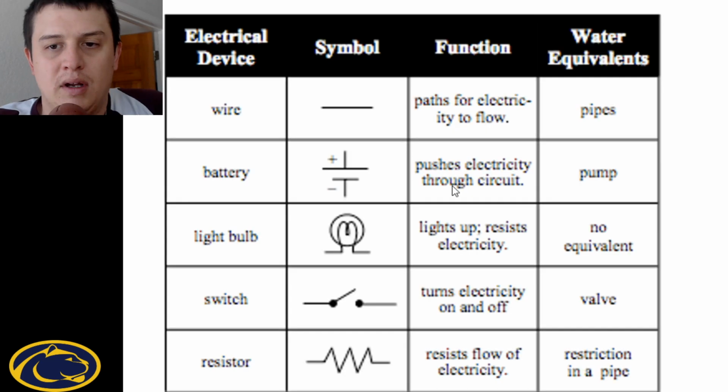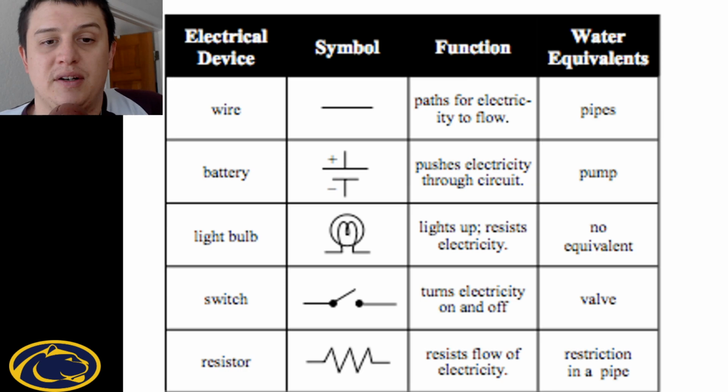And here we are getting more specific again. We have certain electrical devices, with the symbols that match, their functions, and something equivalent to them in water. So wire is a straight line, it's a path for electricity flow. It's like the pipes in your house. A battery has a positive and a negative terminal. The big line is the positive, the small line is the negative. It pushes electricity through the circuit, what gives the energy to the circuit. It's like the pump, in a way. Light bulb symbol, lights up, obviously, with an equivalent in water, really.